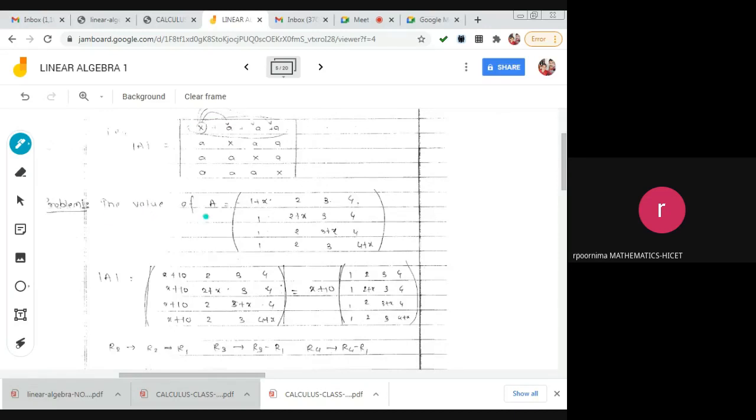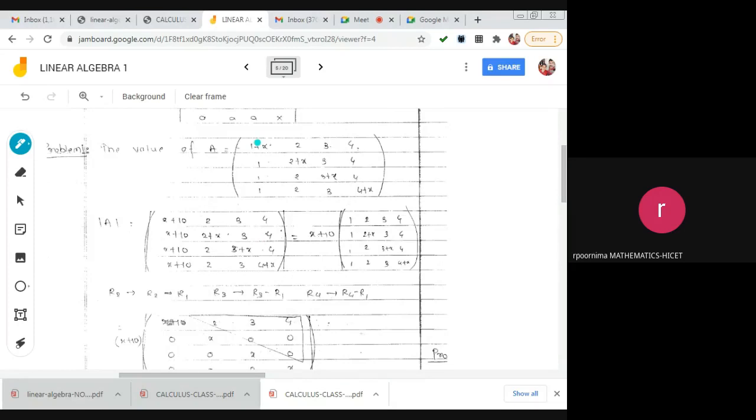The next, the value of A is given: first row 1 plus x, 2, 3, 4. Second row 1, 2 plus x, 3, 4. Third row 1, 2, 3 plus x, 4. Then fourth row 1, 2, 3, 4 plus x. Then they ask to find determinant A. So you just add the first row terms, and you'll be getting x plus 10. Then you can take x plus 10 outside. Then apply R2 goes to R2 minus R1, R3 goes to R3 minus R1, and R4 goes to R4 minus R1. Same procedure.